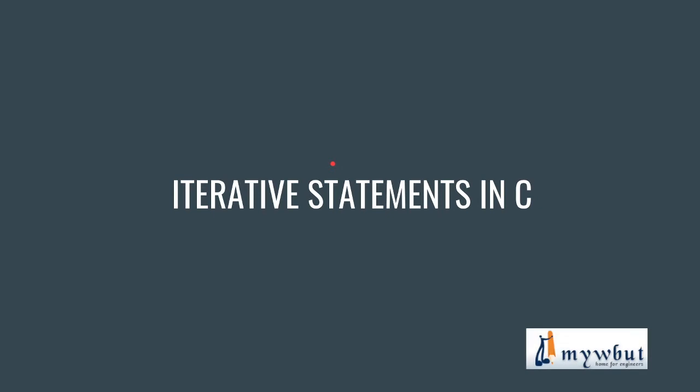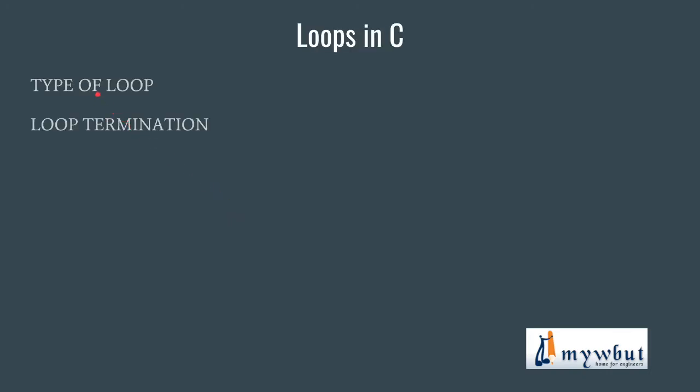Hello guys, welcome back. In the last video we had been discussing decision statements in C, and in this video we will discuss iterative statements in C, that means loops in C basically. So the two topics that we will discuss are types of loop and loop termination. Now first of all, let us take a look at types of loop.